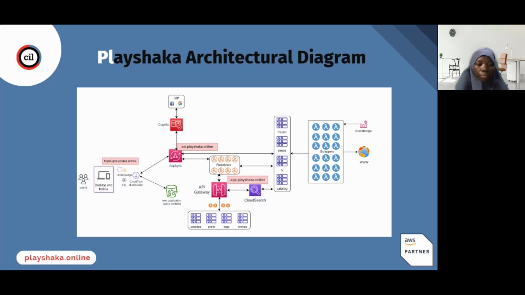It's a content distribution network, rather a CDN network service for AWS. That's what they use to distribute the various websites we see. Where is this website stored on AWS? The website Playshaka, in this case, is actually stored on an S3 bucket. That's the web application you're trying to see, right?